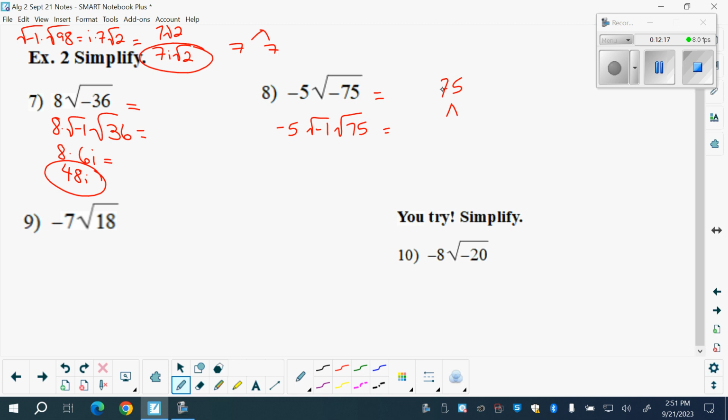You can do 5 and 15. Yep. So this gives us square root of 3 times 5 times 5. That simplifies how? Yeah, 5 square root 3. So we have negative 5i times 5 square root 3, which is negative 25i square root 3.